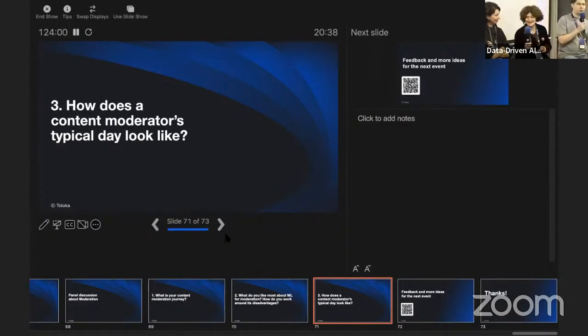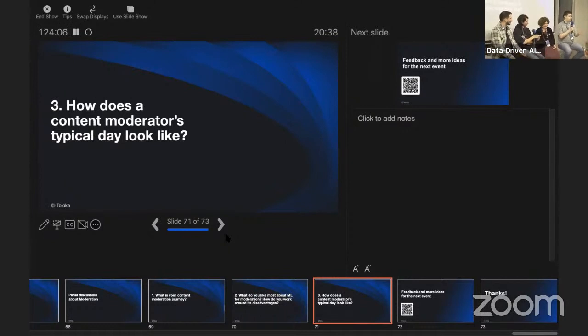All right, we are very close to the next section of our panel discussion. We have been talking about models, moderations, labels, and other things that are kind of computational. But all those labels are evaluated by real humans who submit labels. My question is, how does a content moderator's typical day look? So let's talk about humans.